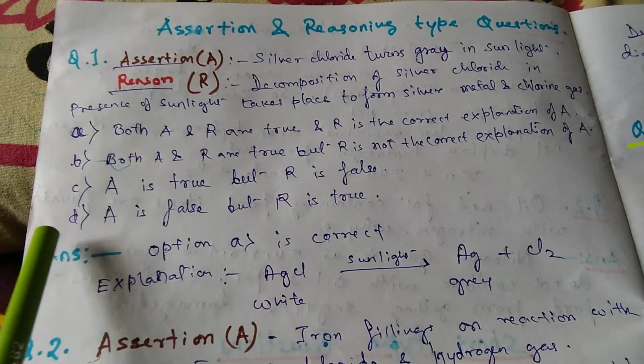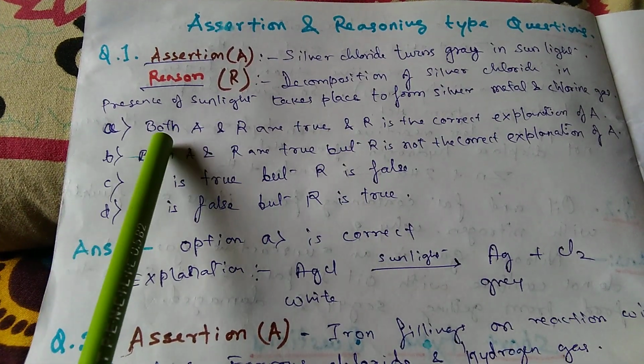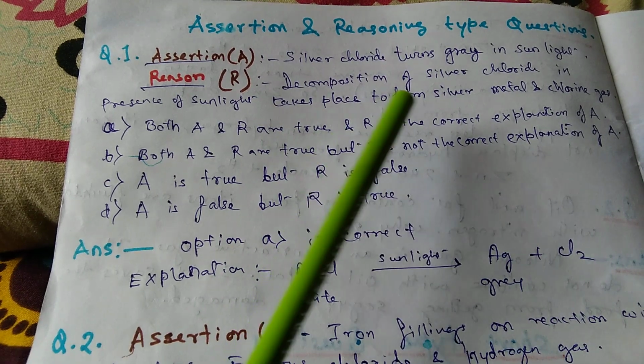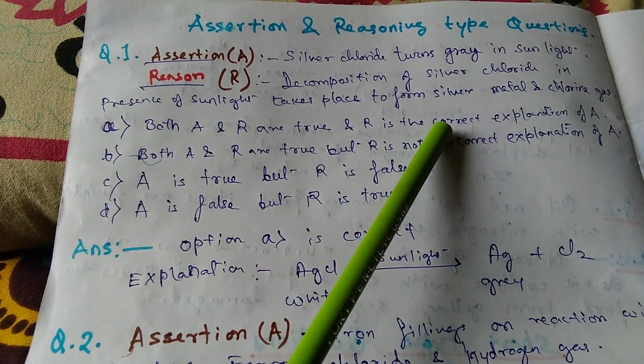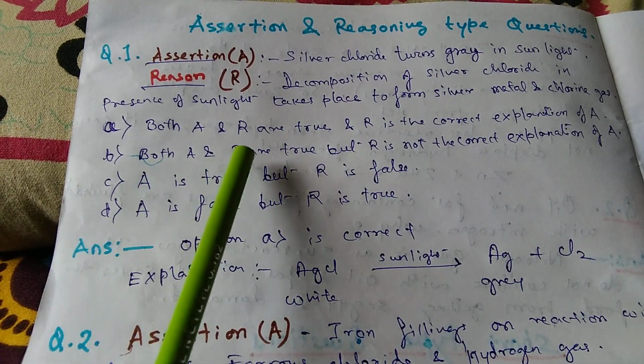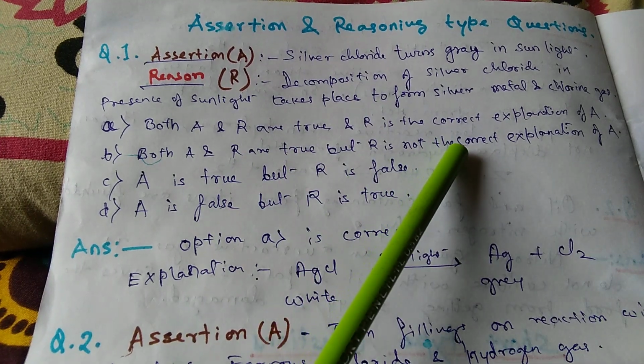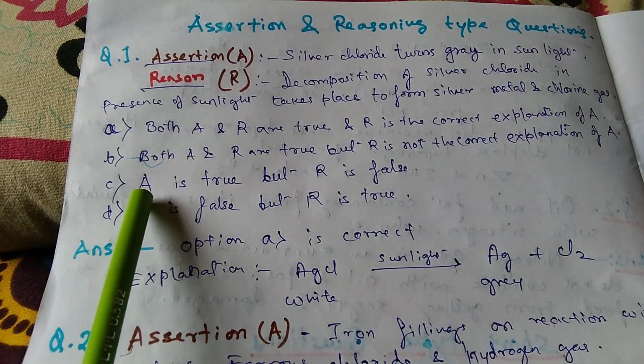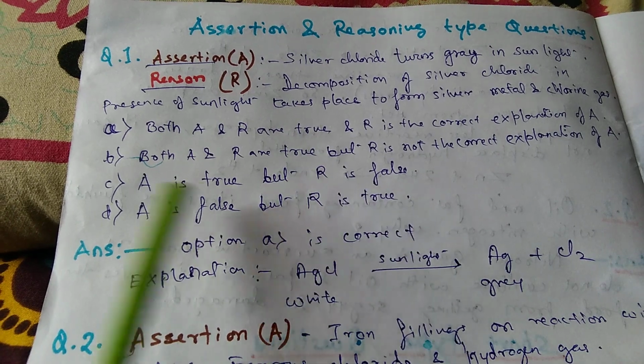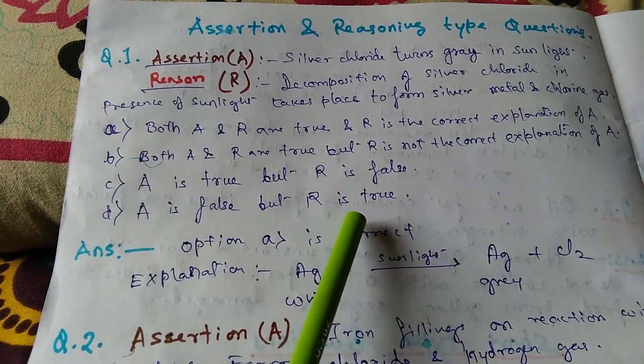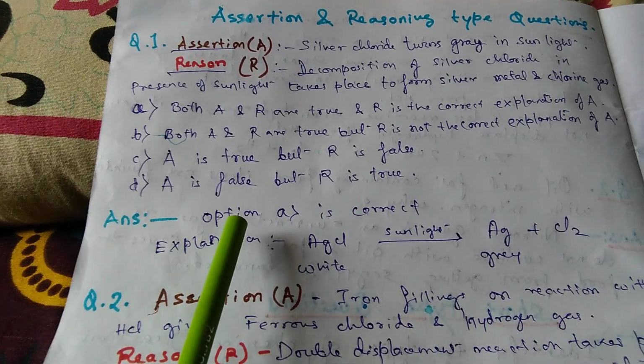So here 4 options are given. A: both A and R are true, and R is the correct explanation of A. B: both A and R are true, but R is not the correct explanation of A. C: A is true but R is false, and D: A is false but R is true. You have to choose the correct option.